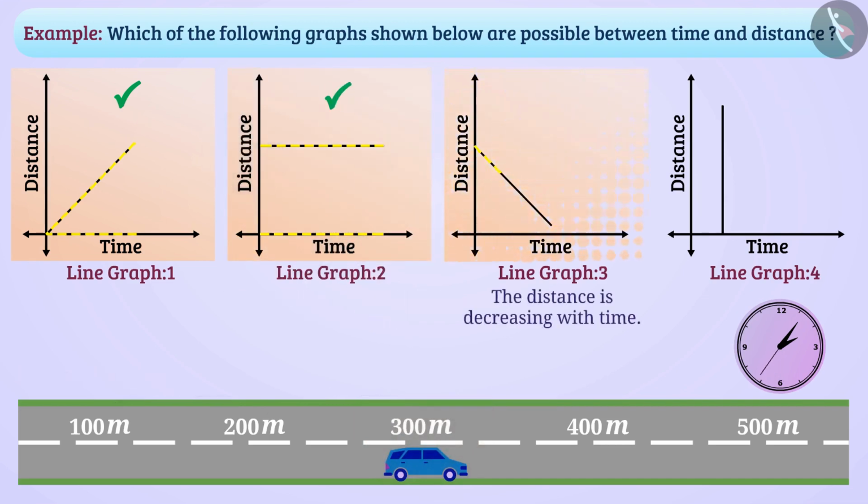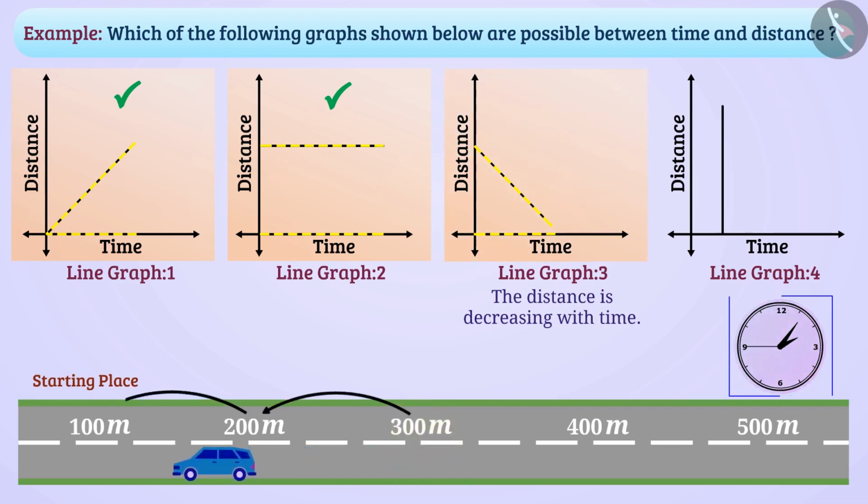The distance is decreasing with time in the situation shown in line graph 3. While returning from a starting place, the time increases, but the distance from the starting place will decrease. Therefore, the situation shown in line graph 3 is possible. Therefore, line graph 3 can be a time-distance graph.